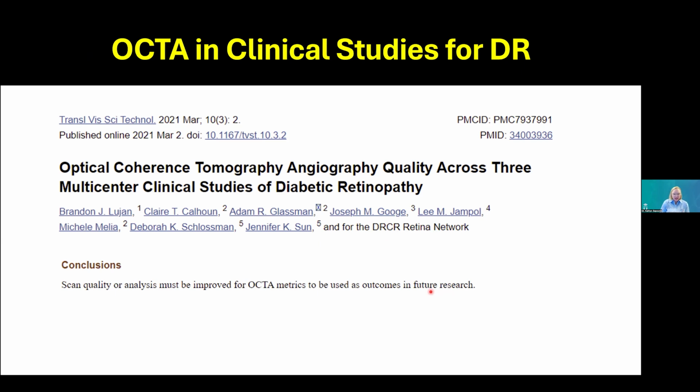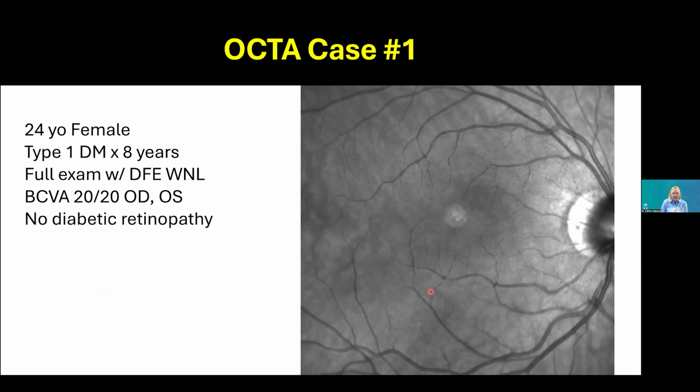And sometimes the patient cooperation makes a big difference as well in the quality of the scan that you're going to get. So we'll walk through a few more cases here, focusing on OCTA findings. This was a 24-year-old female, type 1 diabetic, diagnosed about 8 years ago. Her full exam was completely normal. Her best corrected visual acuity was 20/20, no diabetic retinopathy. So a pretty quick exam, no major issues.